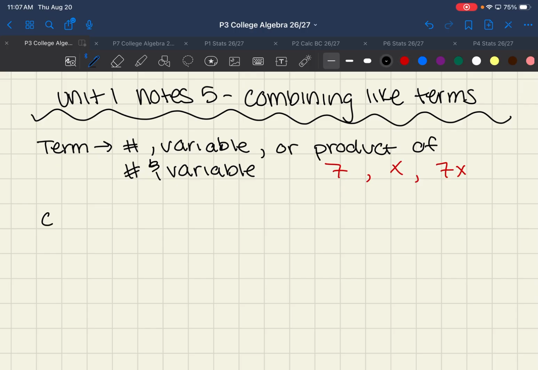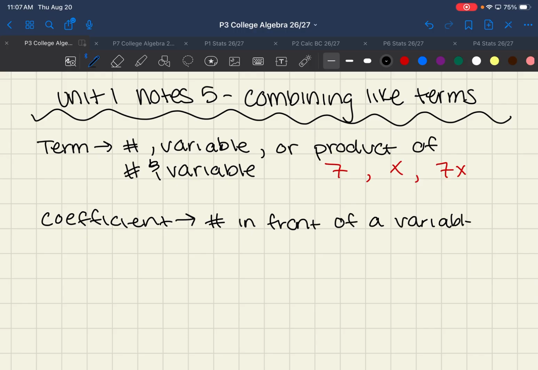Then we have a coefficient. A coefficient is the number in front of a variable. So if I had the example of 8x, what is the coefficient? 8. That's the number in front of the variable, x.